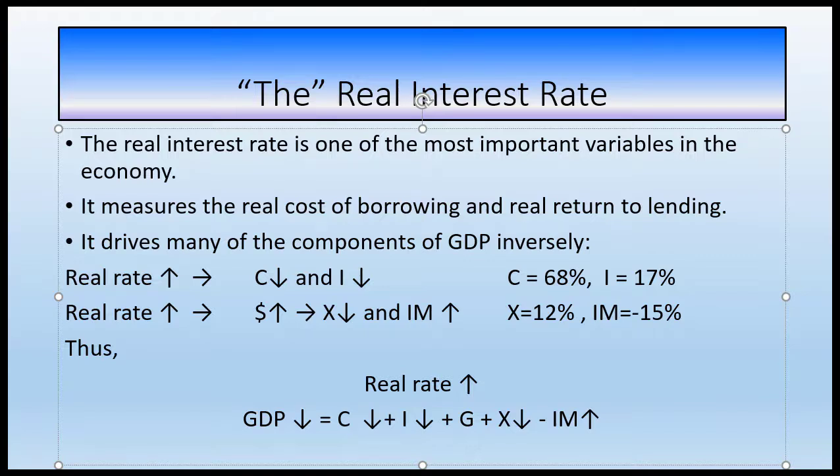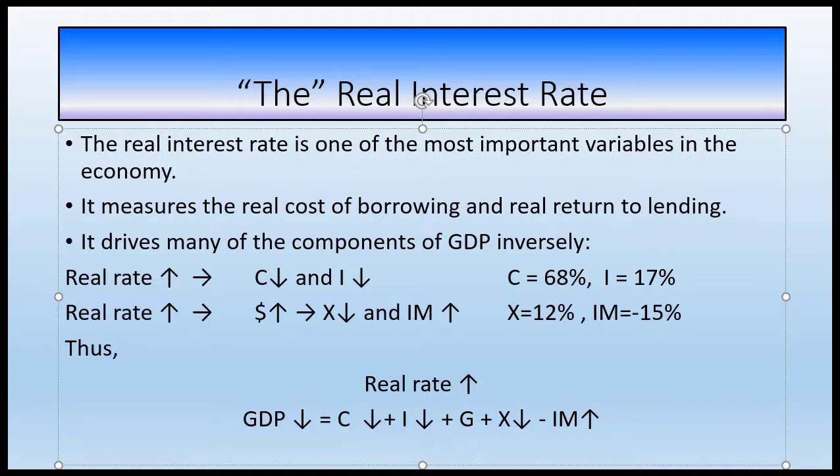But in economics, we simplify things by saying, look, there is a real rate in the economy, and conceptually that works very well. Now, it's this real rate that drives many of the components of GDP, and it drives it inversely. So when interest rates go up, economic variables go down. So what do I mean by that? Let's take a look at the slide here. When real rates go up, consumption goes down, and investment, even more so, investment drops. These two components are worth 85% of GDP, so it's important.